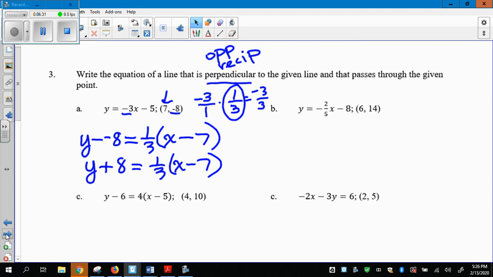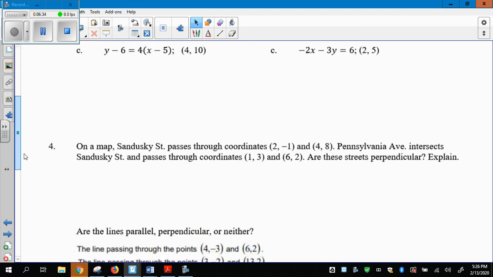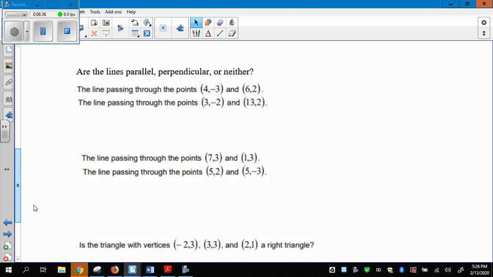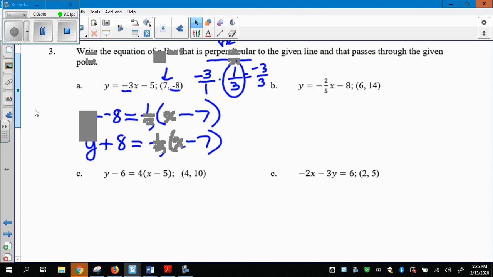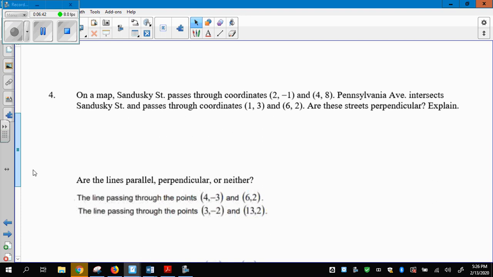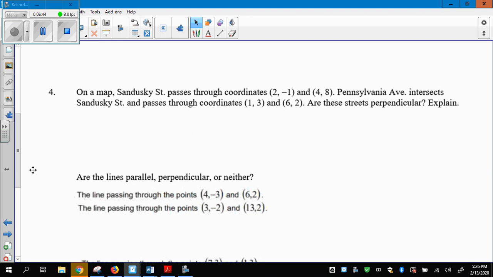All right. And the last problem here, we're just given some different situations, and we want to know if they're parallel, perpendicular, or neither, or answer the question. So this first problem here, it says Sandusky Street passes through these coordinates, which means it's some line that goes through those 2 points. Pennsylvania Avenue passes through those coordinates. Are they perpendicular? The slopes really help us tell if they're perpendicular.